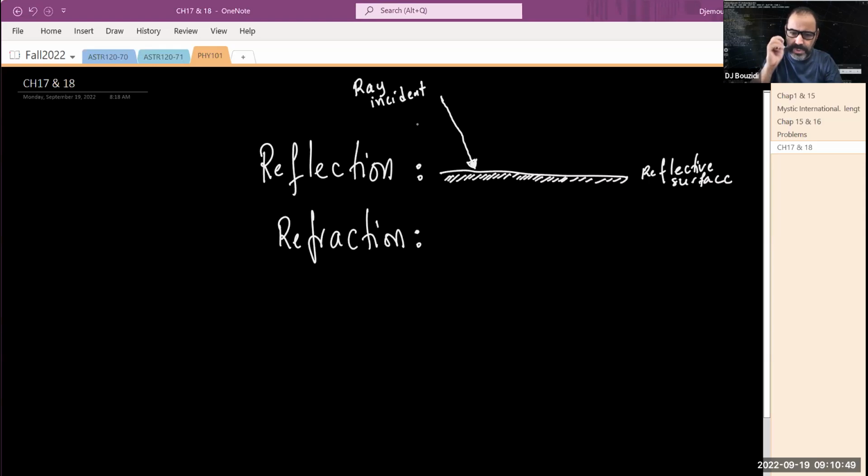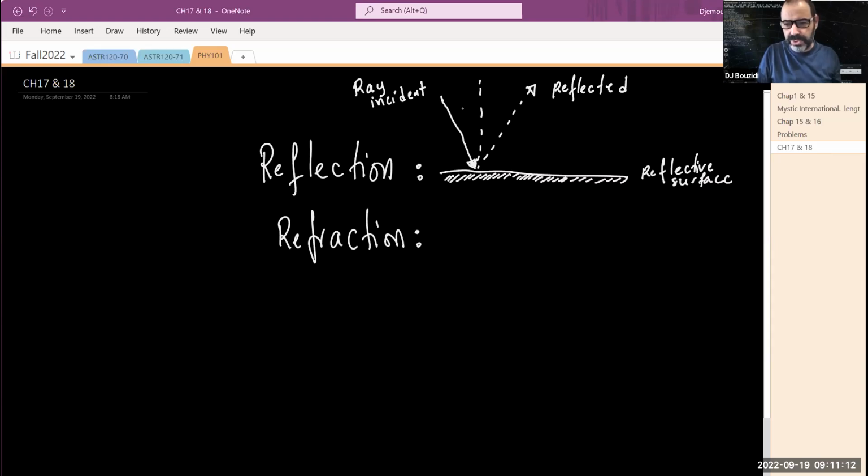Okay, so it's coming to the surface. What happened, the law says, is that the outgoing ray, the reflected one, is going to be in a direction such that these angles are the same.